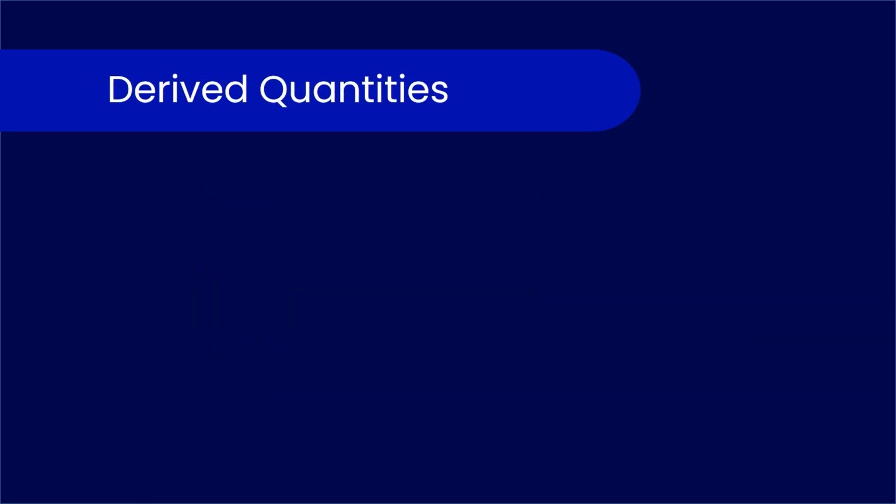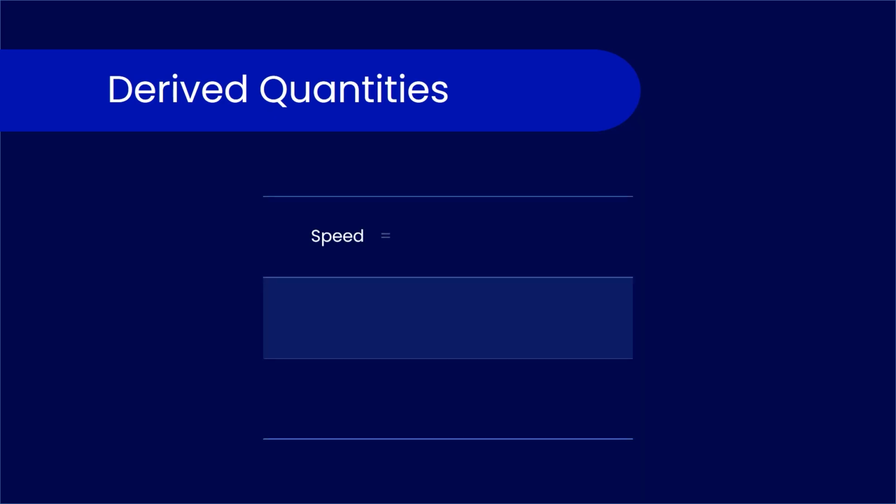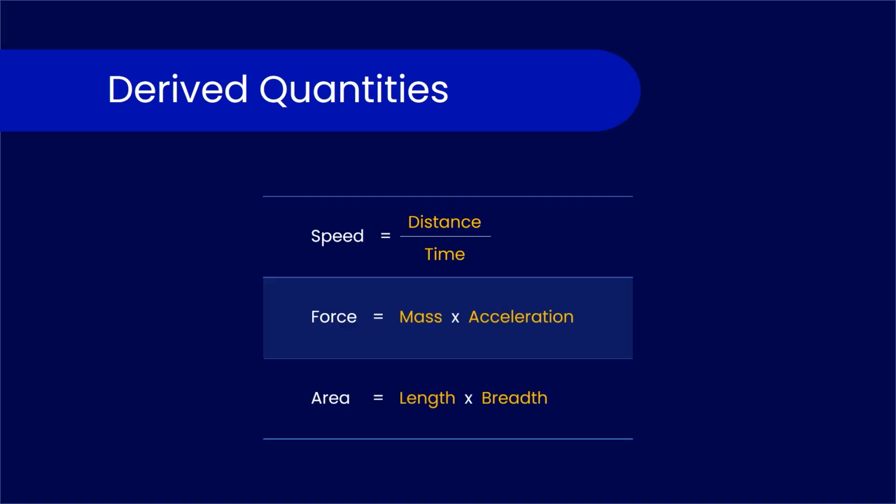Derived quantities are created by combining fundamental quantities. For example, speed is distance divided by time, force is mass multiplied by acceleration, and area is length multiplied by breadth. So derived quantities depend on fundamental quantities.